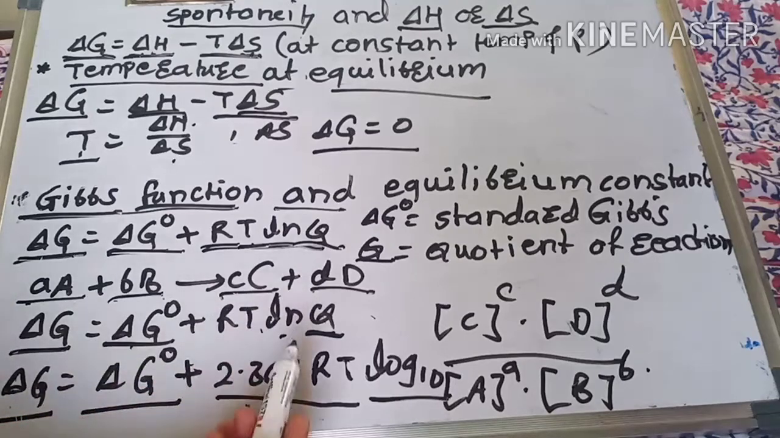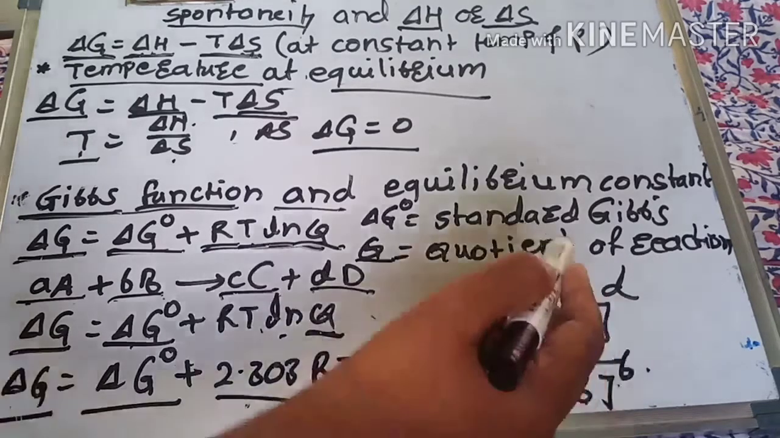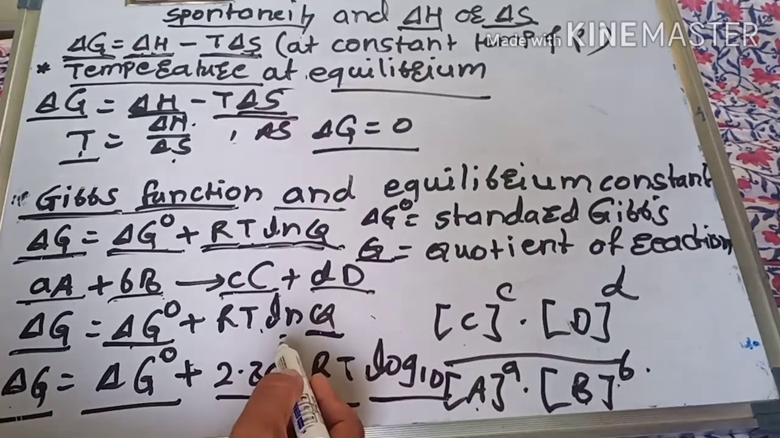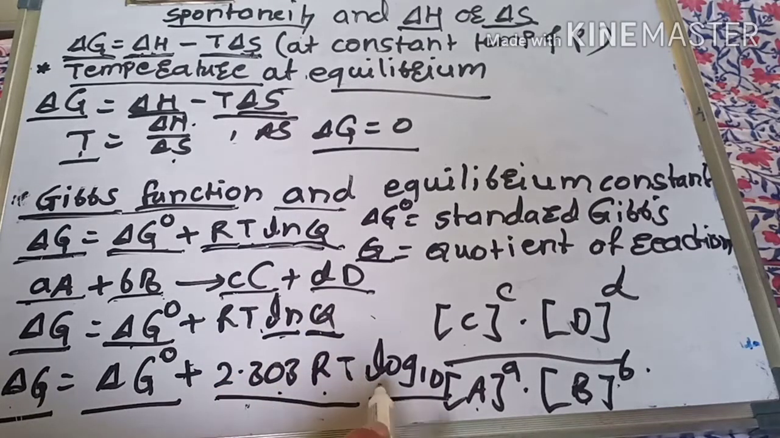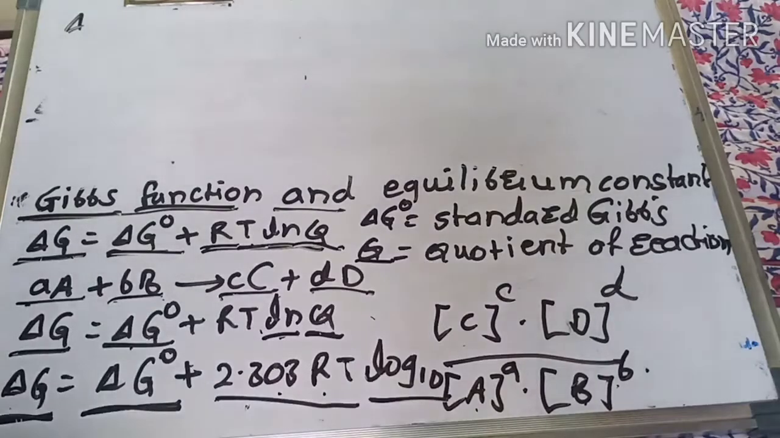Here Q is equal to concentration of C raised to c into concentration of D raised to d, upon concentration of A raised to a into concentration of B raised to b, that is the equilibrium constant expression. Then ln is equal to 2.303 log to the base 10. If we put this value, then we get delta G is equal to delta G0 plus 2.303 RT log to the base 10 of C raised to c into D raised to d upon A raised to a into B raised to b.